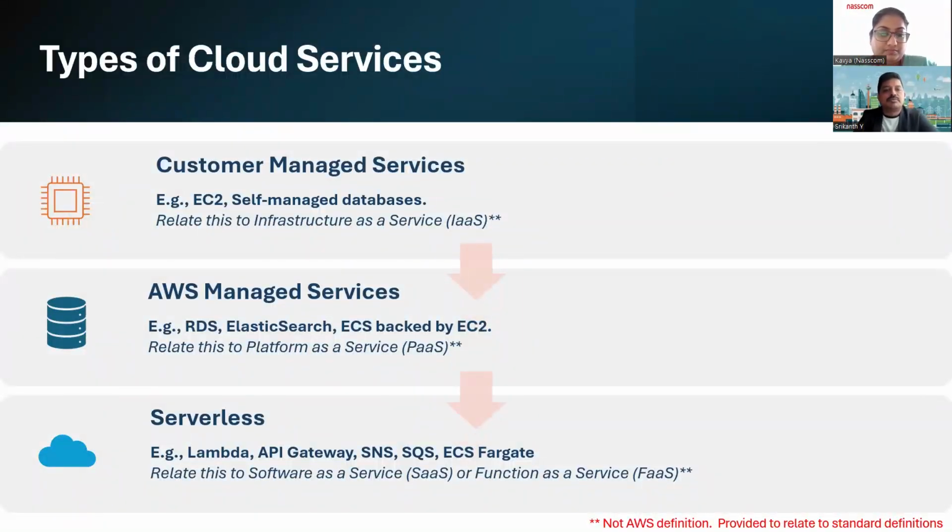So in the order of preference, and in the order of generally how people adopt cloud, it starts from customer managed services to AWS managed and then to serverless. And we're much into that mature journey, where we have got serverless adopted for the majority of our architecture within our organization.